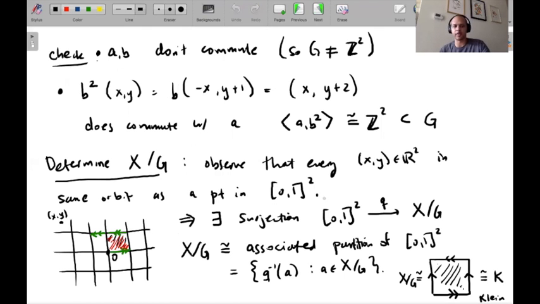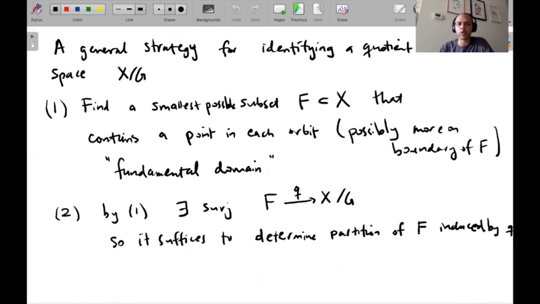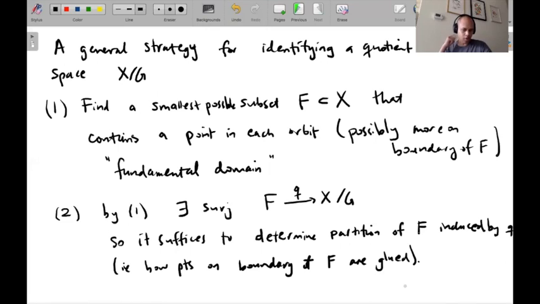We started with a group action on R2, and then we said we can think about the orbit space as a quotient of this fundamental domain, the square. Then we looked at that quotient and saw how the sides are identified, i.e. how points on the boundary of F are glued.